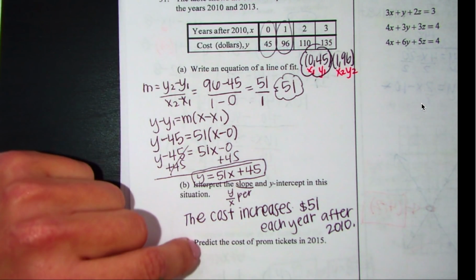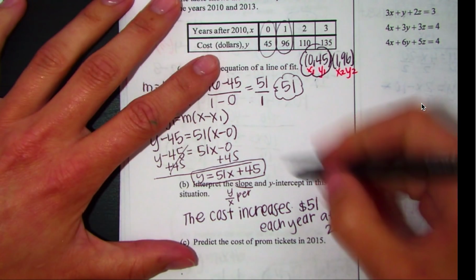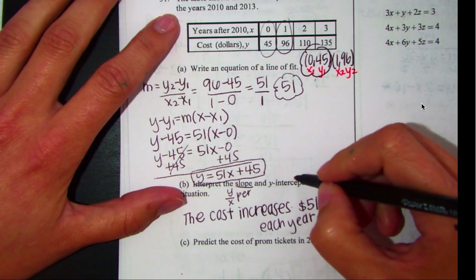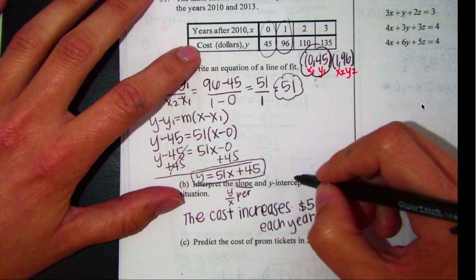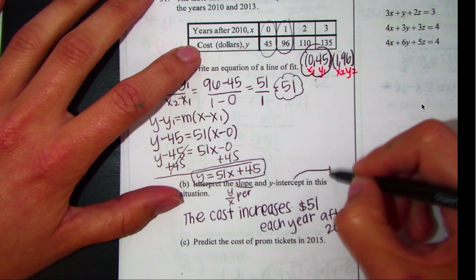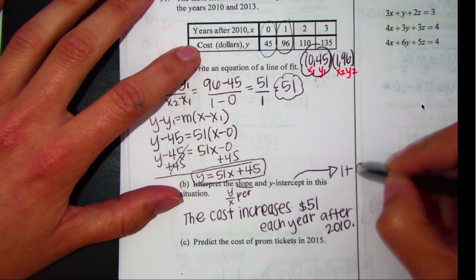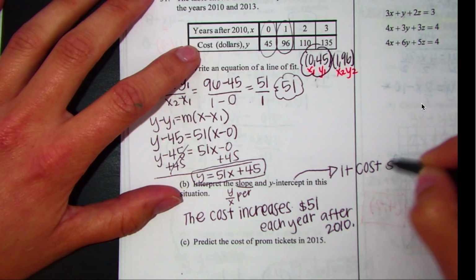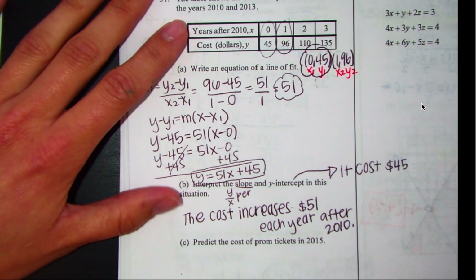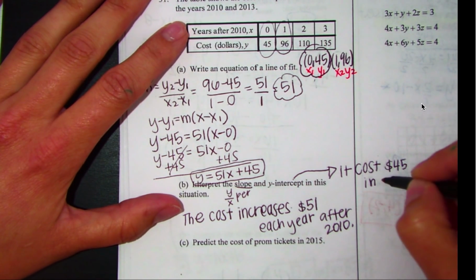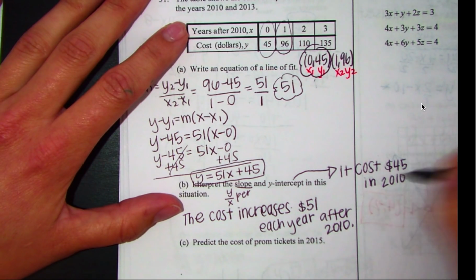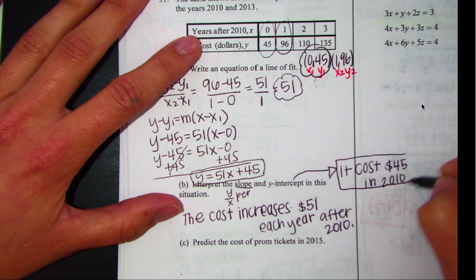The y-intercept, which I ran out of room, the y-intercept means that it costs $45 when? In 2010. So that's going to be my y-intercept.